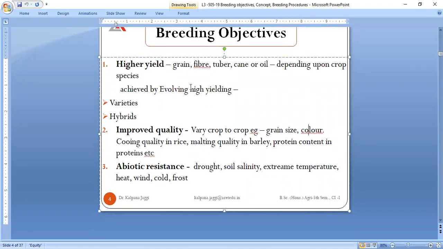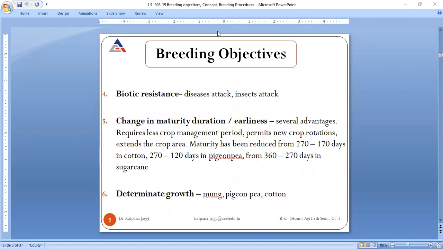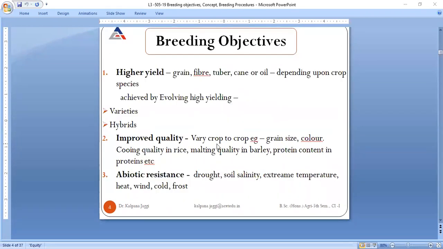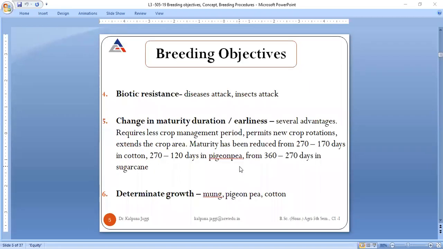Next, we also want our variety to be not affected by the biotic factors. Biotic means living factors. When we talk about the environment, in the environment we have only two kinds of factors. One are biotic components, and another we have in the environment abiotic components. Biotic, the name itself indicates, means the living components, and abiotic means non-living components.